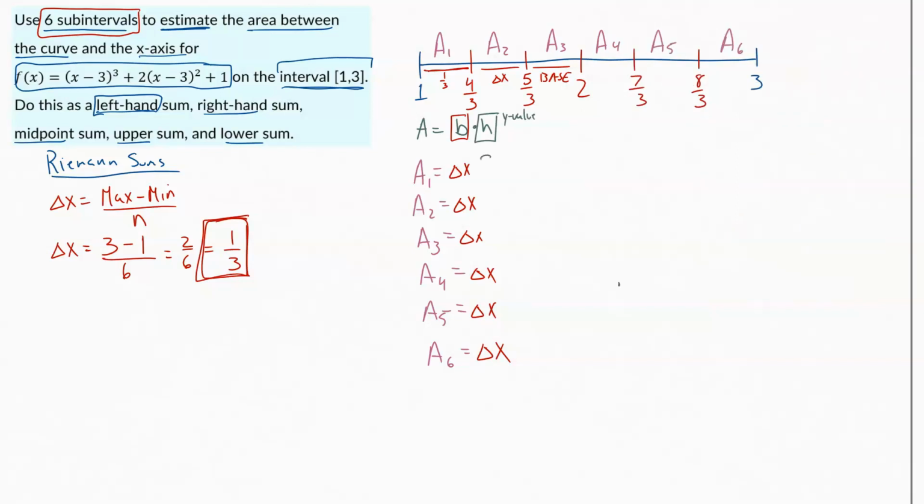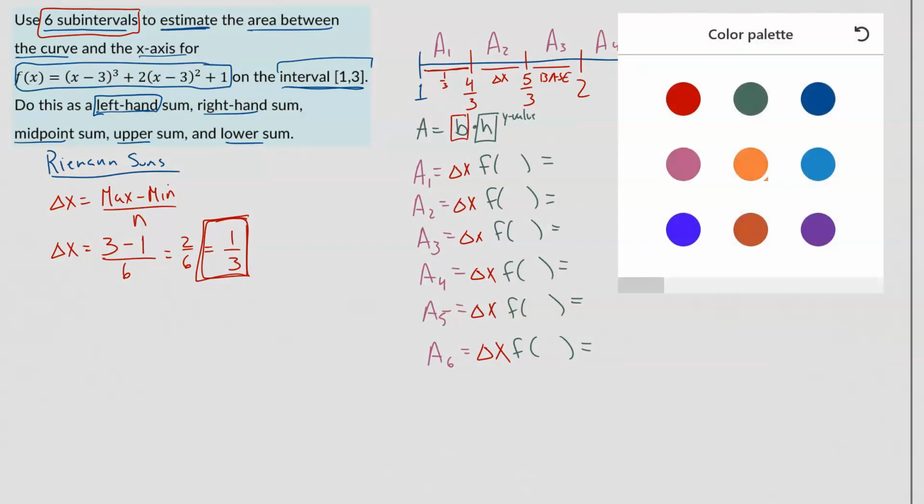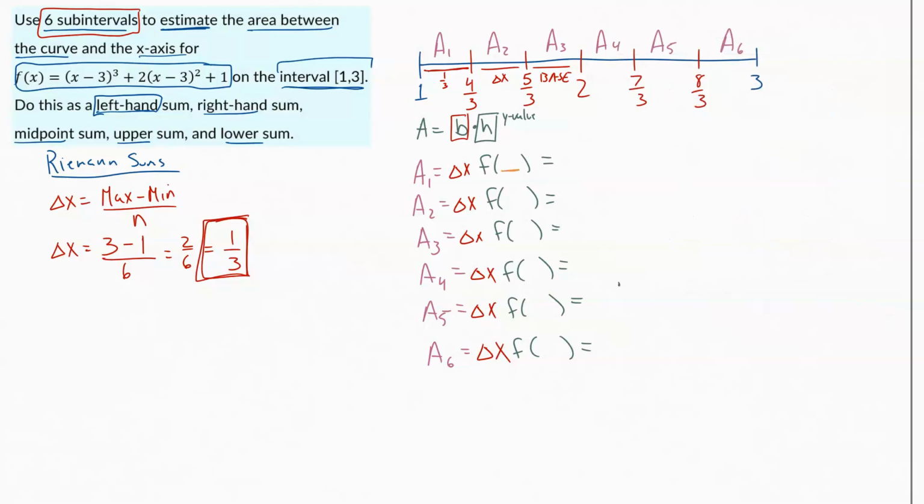So what I do is I come through and I say f of, again, assembly line process, f of, and then equals. So right now, really, all of these left-hand, right-hand, midpoint, upper, lower sums, everything up to this point on all of them will look exactly the same. Nothing is going to change at this point. The only thing that changes for us right now is finding these evaluation points.